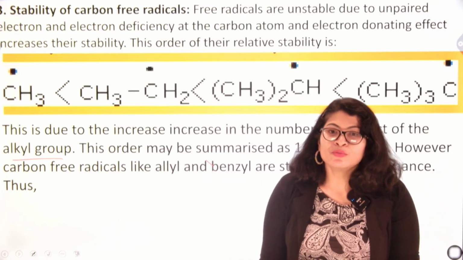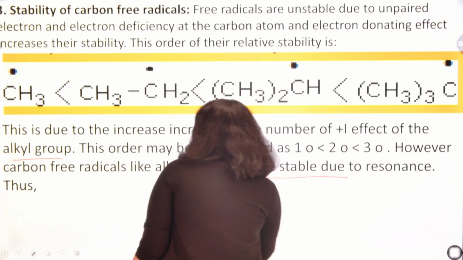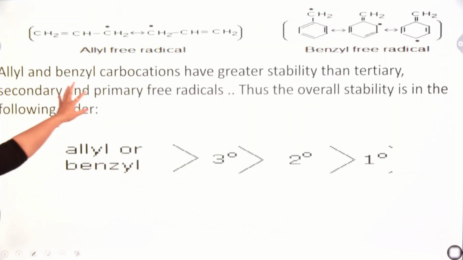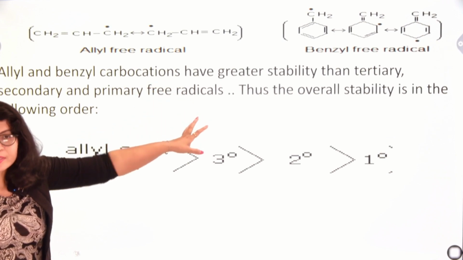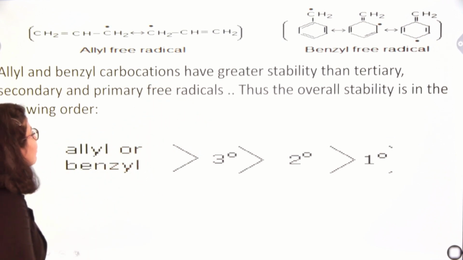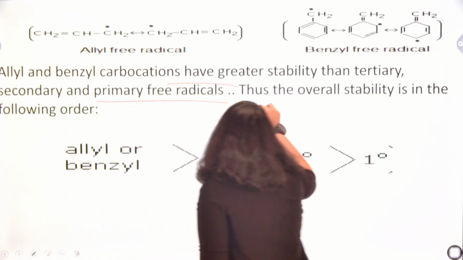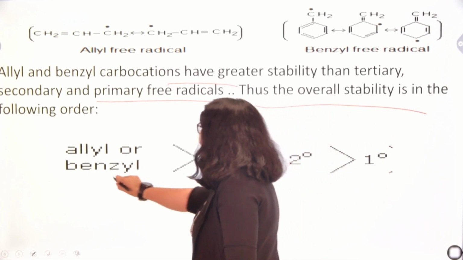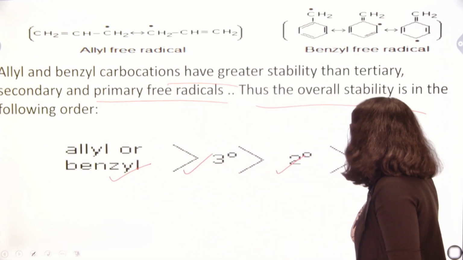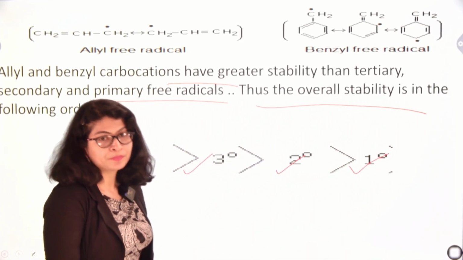However, carbon free radicals like allyl and benzyl are stable due to resonance. Okay. So, you can see the resonating structures of allyl and benzyl. These are the same as the carbocation ones. Allyl and benzyl free radicals have greater stability than tertiary, secondary and primary free radicals. Thus, the overall stability is allyl or benzyl greater than 3 degree, greater than 2 degree, greater than 1 degree. And this is the same as the case of carbocations also.